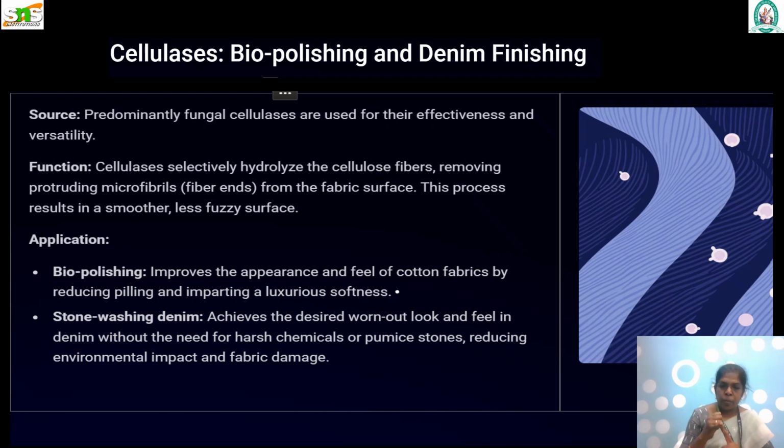So they are used in biopolishing, improving the luster and feel of cotton fabrics, and then in stone washing of denim. It achieves the desired worn-out, that is faded, look to the denim fabric without the need for any harsh chemicals. Usually we use pumice stones along with chemicals, but here we use cellulase, which is an enzyme. So in that sense, there is no fabric damage, and it is environmentally friendly.